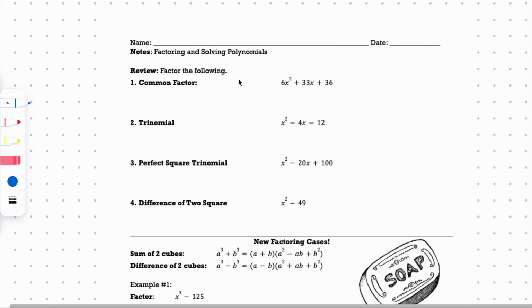So let's start with some review. First, we have this quadratic, 6x squared plus 33x plus 36. So originally, we want to simplify this. We should see that we want to factor out a 3. We have a common factor. So we factor out a 3 and we get 2x squared plus 11x plus 12.